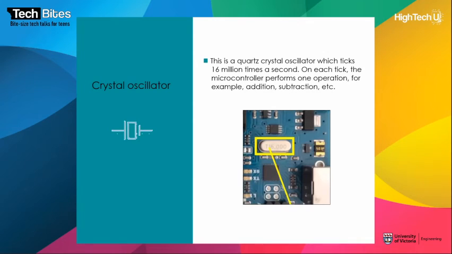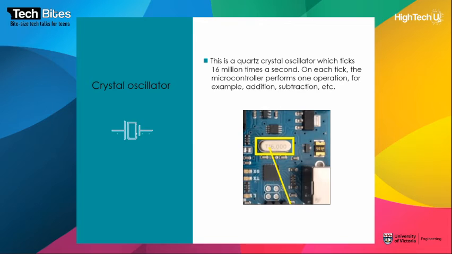Next is the crystal oscillator. This is a quartz crystal oscillator which ticks 16 million times a second. On each tick, the microcontroller performs one operation, for example, addition, subtraction, etc.